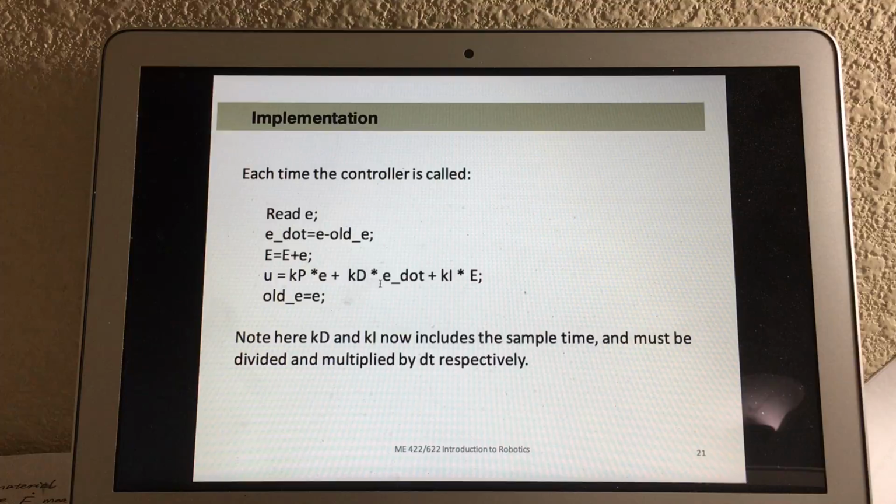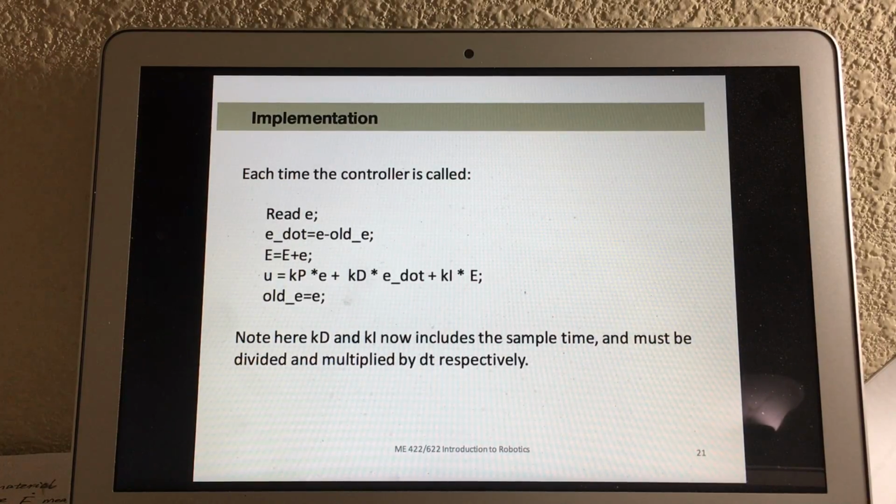And this e dot is actually the change rate, that is a rate. Then we put this new e as e old such that you can loop this, and you can do the calculation again.